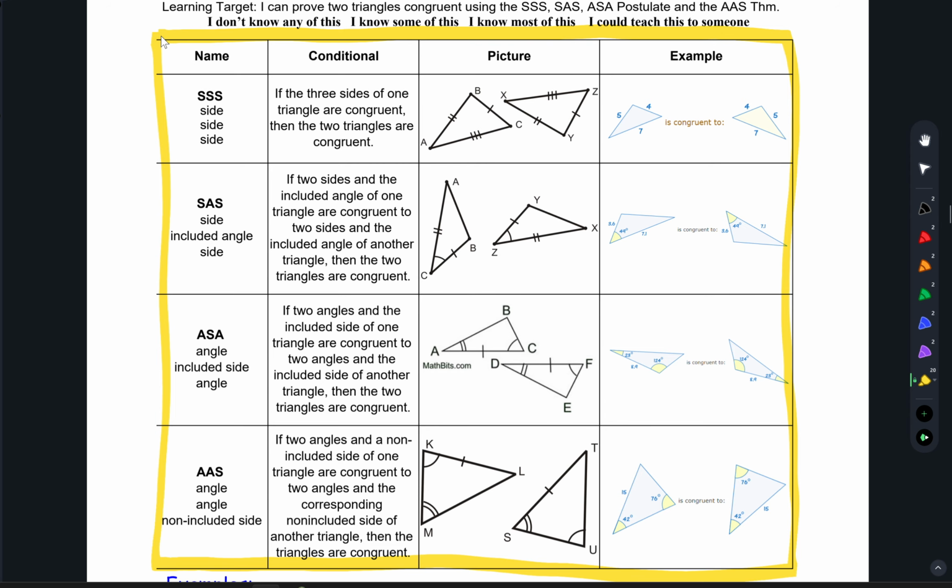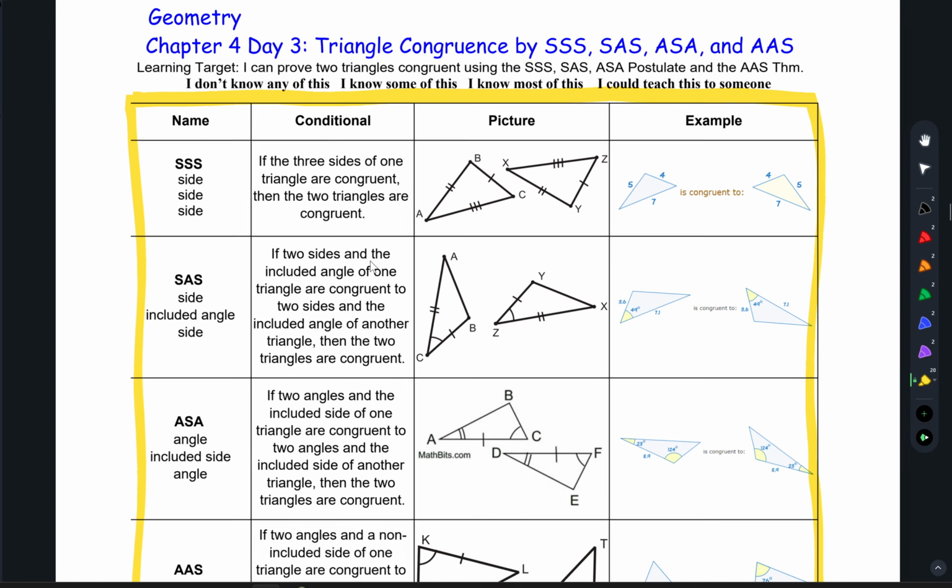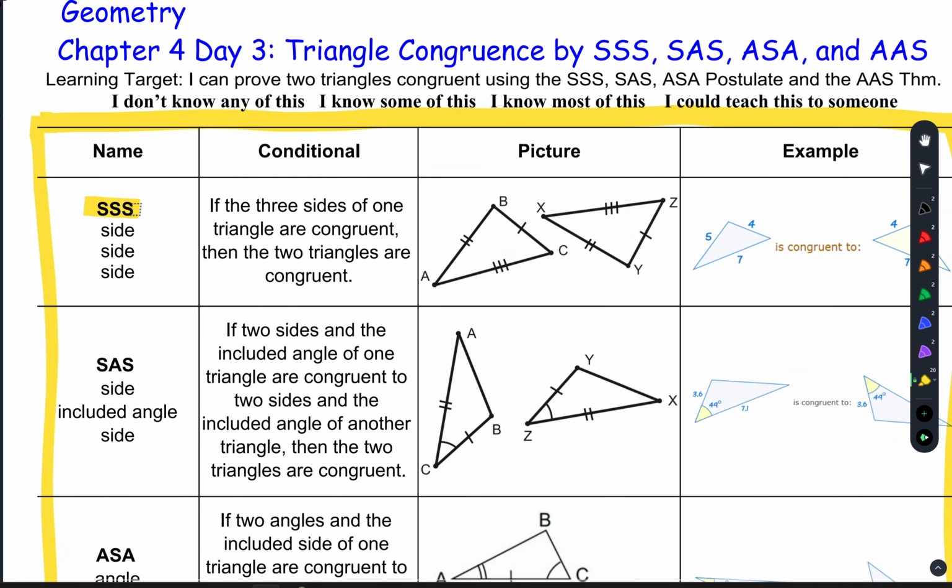Very straightforward. It states that if I know SSS, side, side, side, all 3 sides of a pair of triangles are congruent to each other, then the triangles must be congruent to each other. So this basically skips out all of the angle stuff that we did yesterday. We're able to say, as long as I know all 3 sides are congruent, all 3 angles must also be congruent because the triangles are congruent. That's what that says. Do you see that?